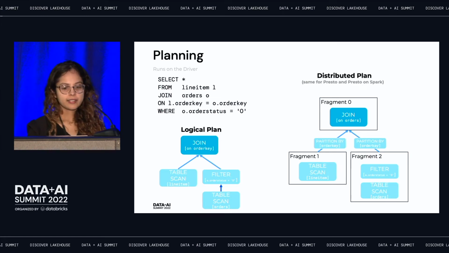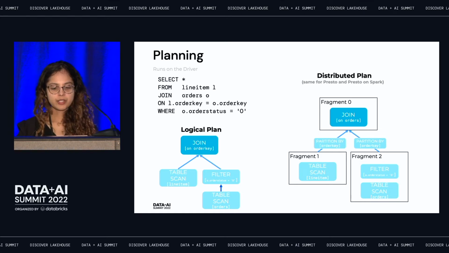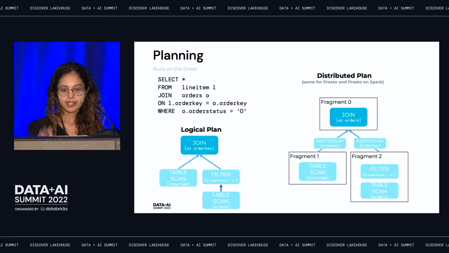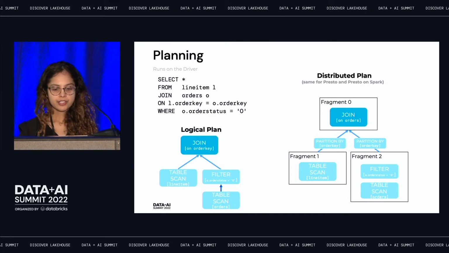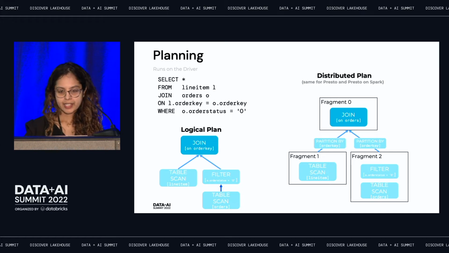So let's look at the Presto query plan. So the Presto query plan, as I mentioned, runs on the driver. This is a simple query which is doing a join on two tables. And what you see on the left is the logical plan. What you see on the right is the Presto distributed plan. And the fragment here represents the Presto stage execution. And here you are doing a redistribution on the order key.